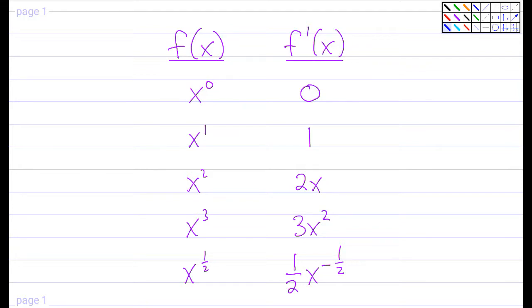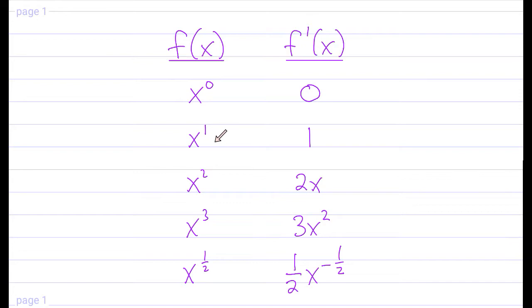Okay, in a previous video we looked at the derivatives of these functions. Here was the function, here were the derivatives that we determined using the limit definition of the derivative. Do we see any pattern here? One thing you might notice right away is that the power of x seems to appear in the derivative.